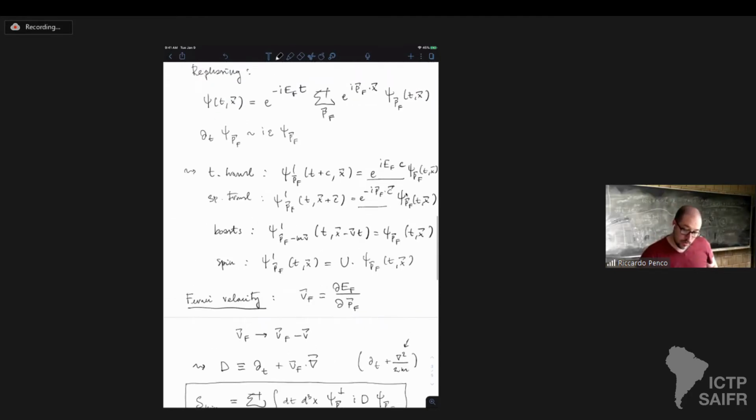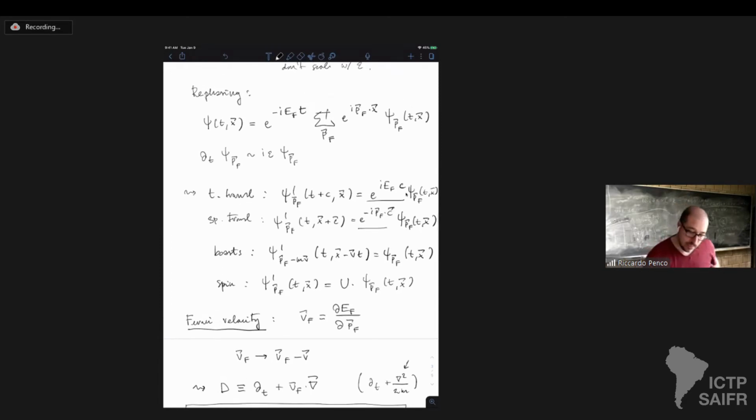In a sense, it's a partial Fourier transformation, in the sense that this psi of PF can still be Fourier transformed, but they only contain long wavelength momenta. So the momentum of the psi here has been decomposed into a fast part, which is PF, and a slow part, the momentum that is still containing these psi f's. And I've only Fourier transformed with respect to the fast components. That's one way of looking at it.